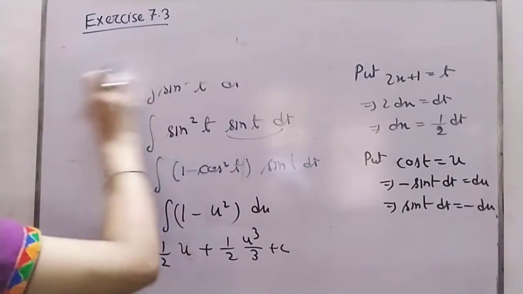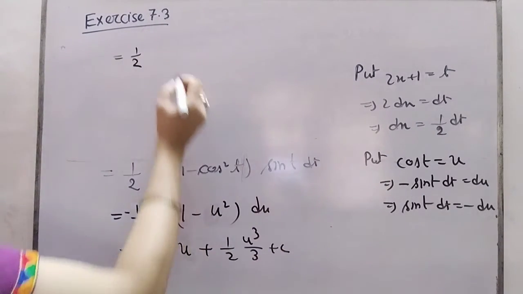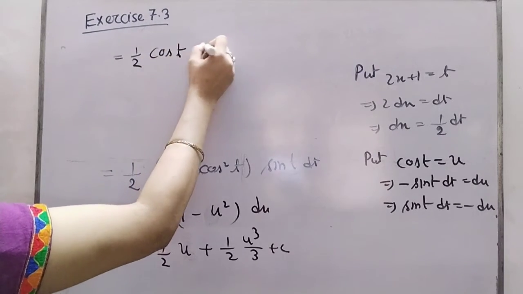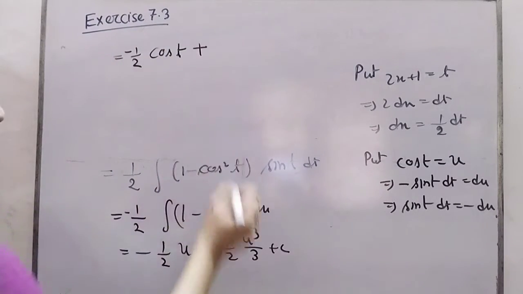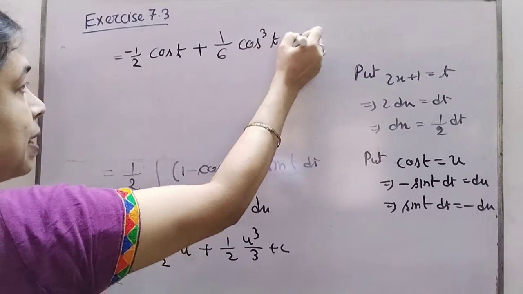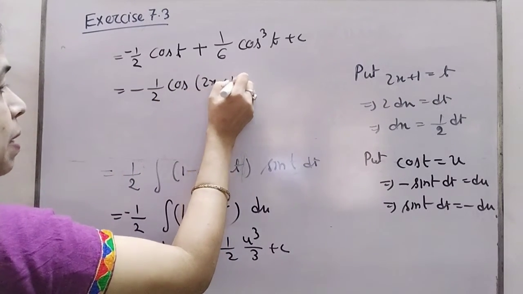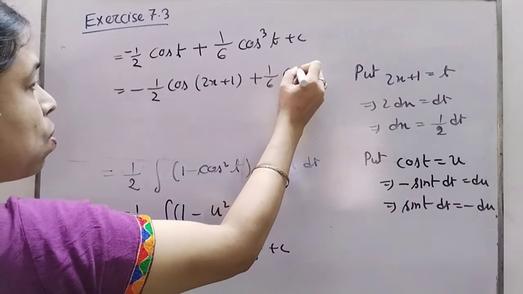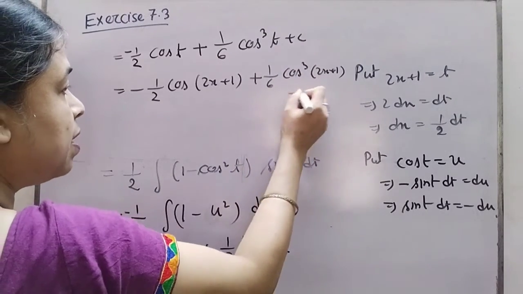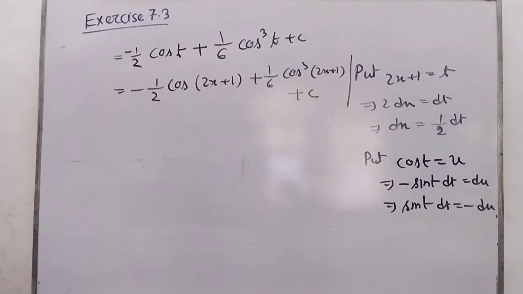Okay. So I'll just go back. That is equal to minus half of, what is u? U means cos t. Minus half is there. Plus this is 1 by 6, where u means cos t. So it will be cos cube t plus c. Now the next step, I have to change t in terms of x. That is minus half cos of twice x plus 1, plus 1 by 6 cos cube of twice x plus 1, plus the constant of integration, that is C. Hope you understand the method, how to do this type of questions. So this is the solution of question number 4.